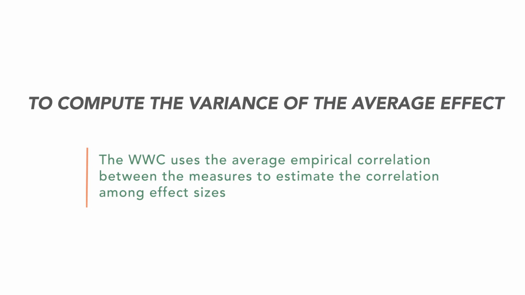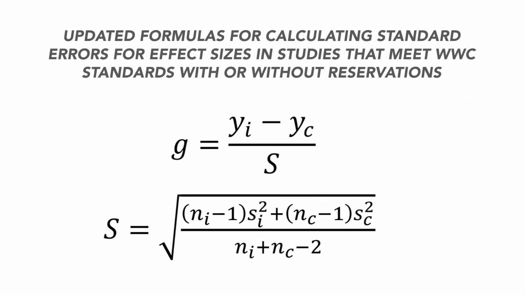In addition, the Procedures Handbook now presents formulas for calculating standard errors for effect sizes in any study that is rated meets WWC standards with or without reservations. The standard error calculations are done through the online study review guide.